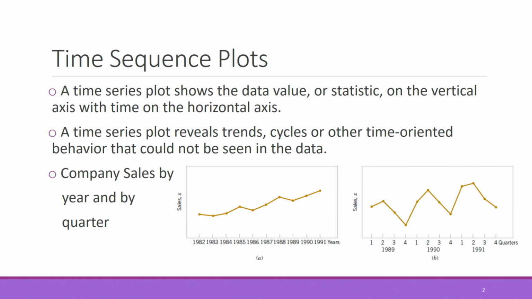So taking a look just at this set of data, company sales by year, and then company sales by quarter. We're looking at the years from 1982 to 1991, and we do see that there does seem to be some sort of increasing trend. Now, if we're talking about sales, that's a good thing, but we do notice that there are some dips from time to time. So that's something that a time series plot can reveal to you that you wouldn't necessarily see with, say, a histogram or something like that.